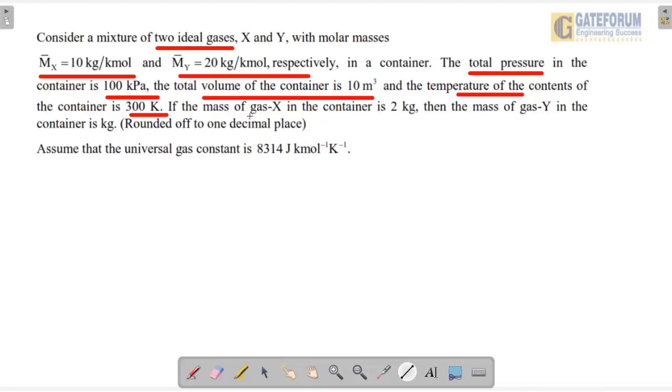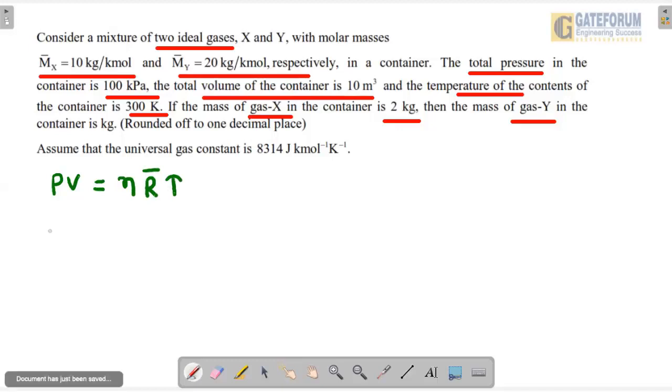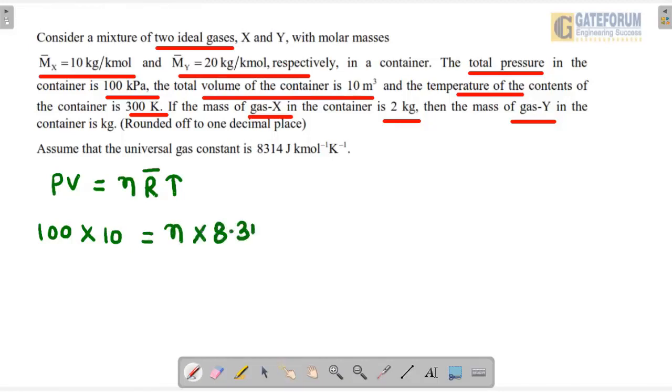The mass of gas X in the container is 2 kg. The mass of gas Y in the container is asked. Guys, very simple question. First of all, we are going to apply the ideal gas equation. We know PV is equal to nRT, where n is the number of moles and R is the universal gas constant. Pressure we have, the total pressure, 100 kPa, and volume is 10. R is 8.314 kilo, and temperature is 300.